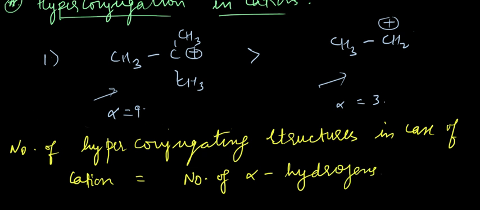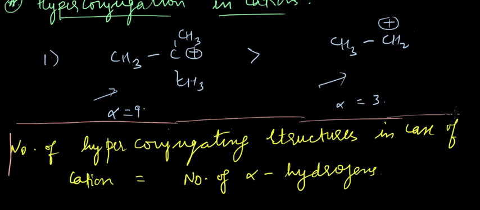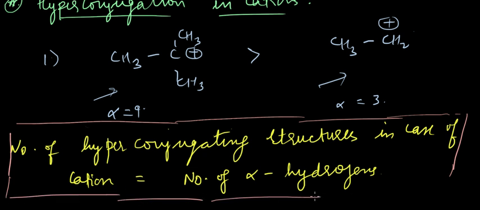Okay, so with this we come to the end of this lecture. In the next lecture we'll be seeing the number of hyperconjugating structures in case of free radicals, and we'll deal with some more examples pertaining to them.